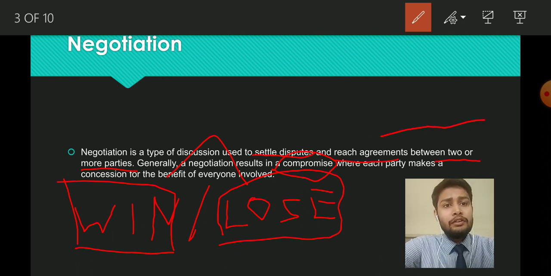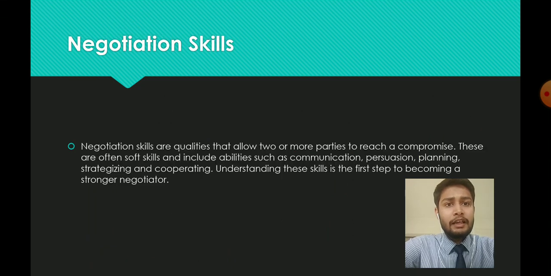So this is a negotiation. Now let us go to the next slide and see what negotiation skills are. We know that skills are those qualities that are required to enhance something. Here the statement is that negotiation skills are qualities that allow two or more parties to reach a compromise. These are the qualities that are required so that two or more parties come to a compromise. These negotiation skills are often soft skills.